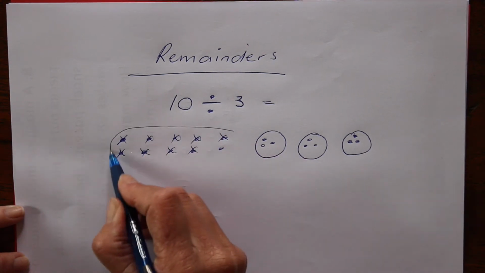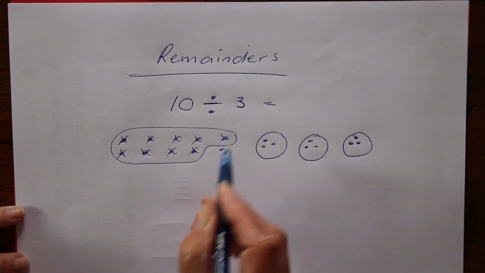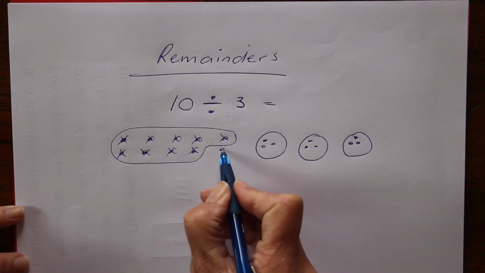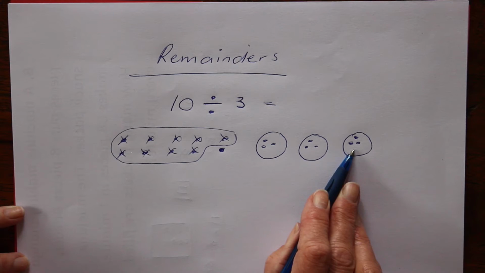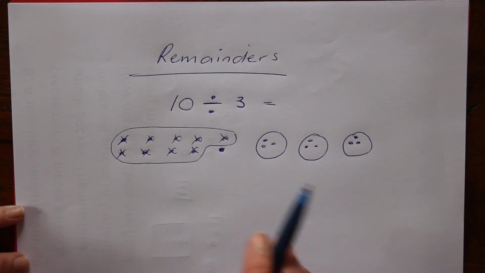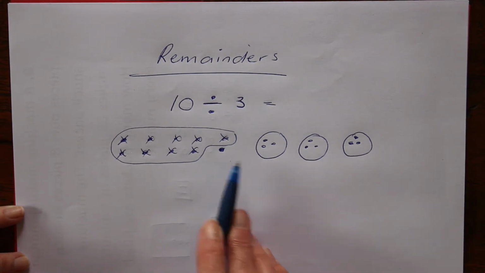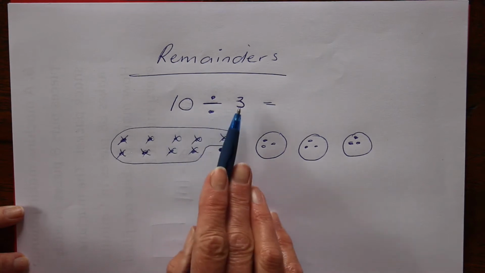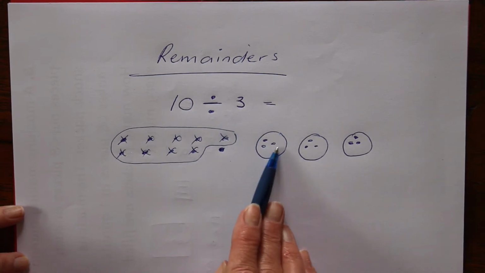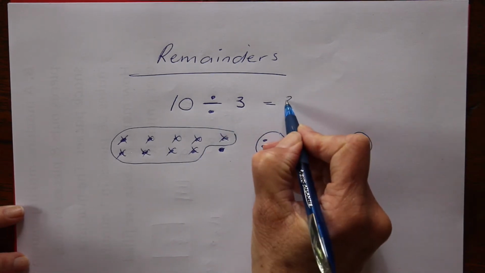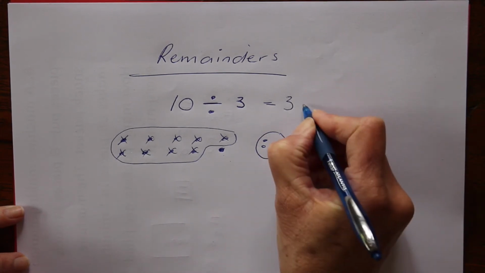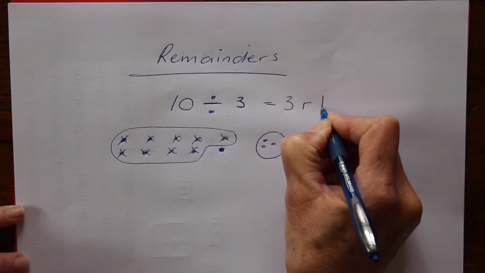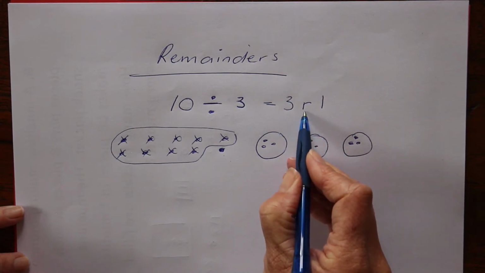We've managed to sort out this many dots, but we've got a dot left over that we cannot share into one of these groups. So how we write this is that when we say 10 divided by 3, we know that we've got 3, but we have 1 remainder. And we put a little R there and put 1, and that R means remainder.